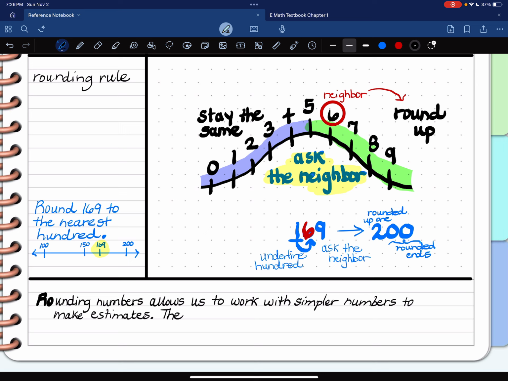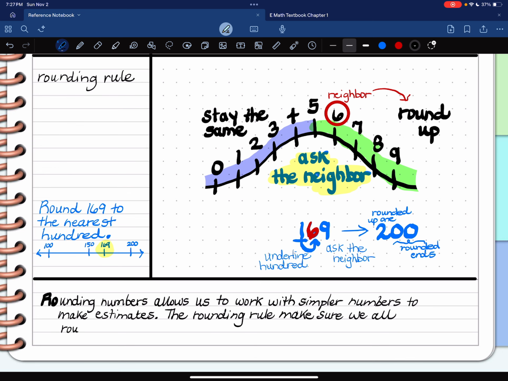The rounding rule makes sure we all round the same way. Can you imagine if you rounded the way you wanted to and I rounded the way I wanted to? We would never have answers that agree. So there must be a rule that tells us how it is to be done.